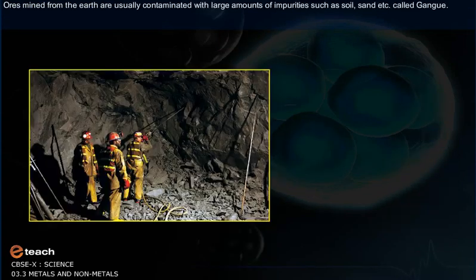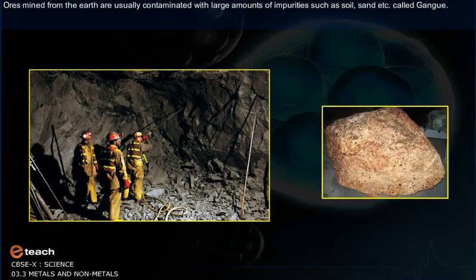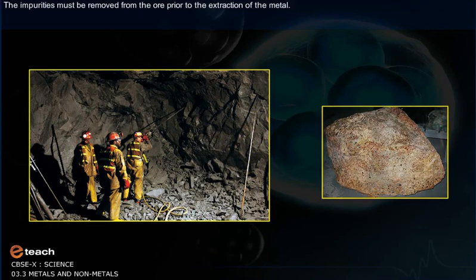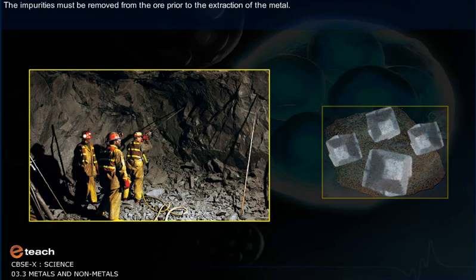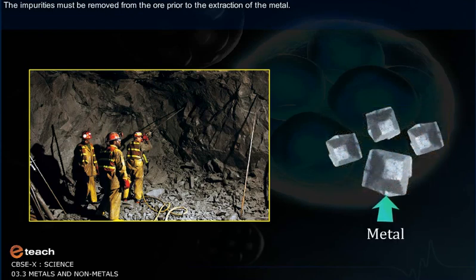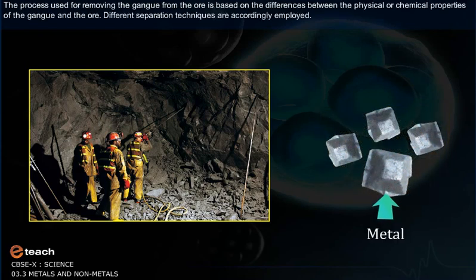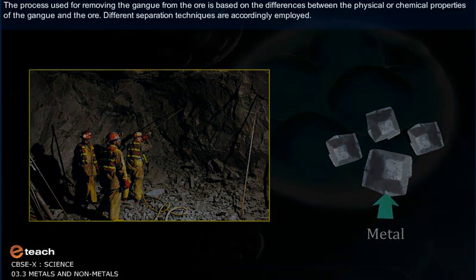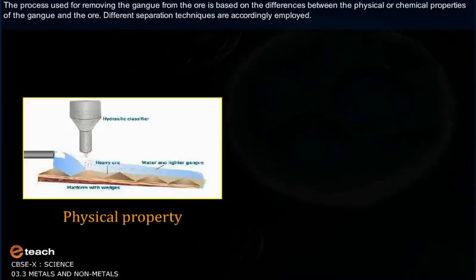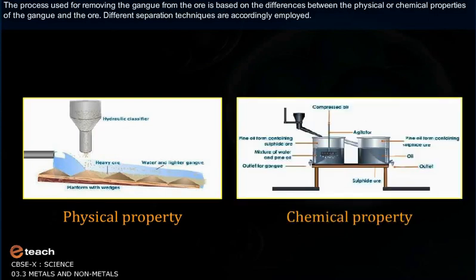Enrichment of ores. Ores mined from Earth are usually contaminated with large amounts of impurities such as soil, sand, etc., called gangue. The impurities must be removed from the ore prior to the extraction of the metal. The process used for removing the gangue from the ore is based on the differences between the physical or chemical properties of the gangue and the ore. Different separation techniques are accordingly employed.